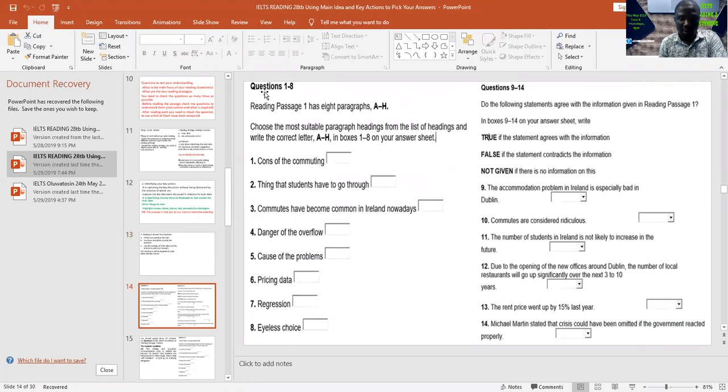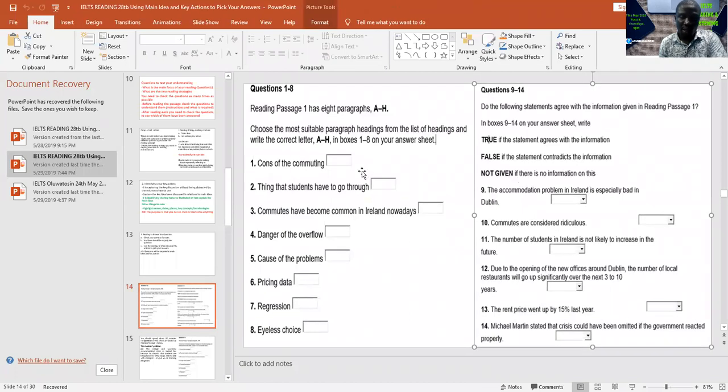Okay, in this passage we're going to read, there are questions 1 to 8 on one side and questions 9 to 14 on the other side. Now, questions 1 to 8 are a matching task. Choose the most suitable paragraph heading from the list of headings and write the correct letter A to H in boxes 1 to 8. Okay, the second set of questions are on this side. So they are true, false, not given. The accommodation problem in Ireland is especially bad in.